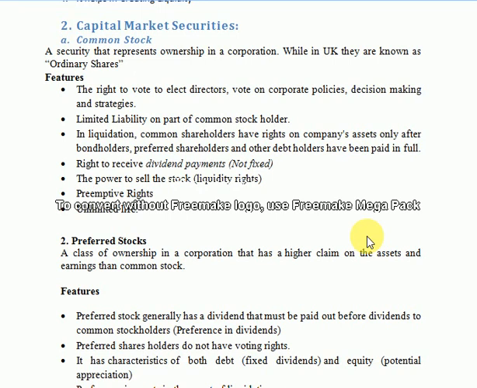So in simple terms, if someone asks us what is common stock, common stock is a long-term capital markets security which gives ownership rights to investors of a corporation.